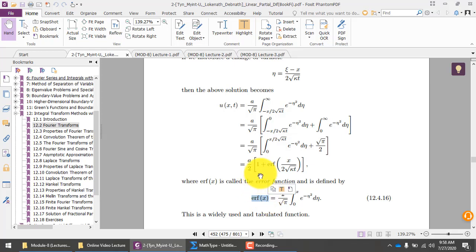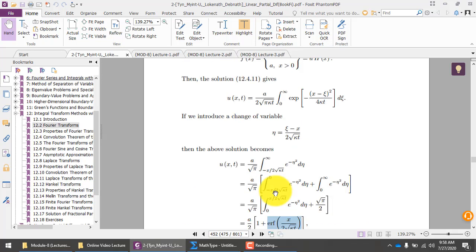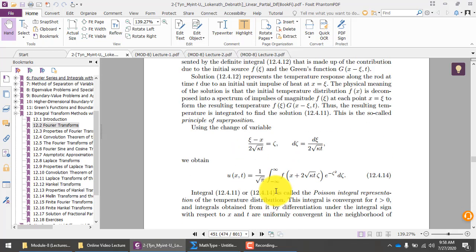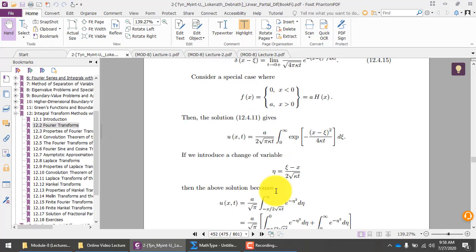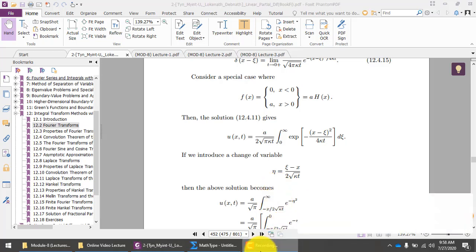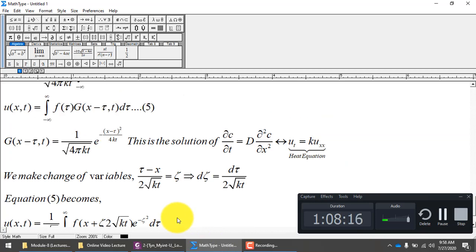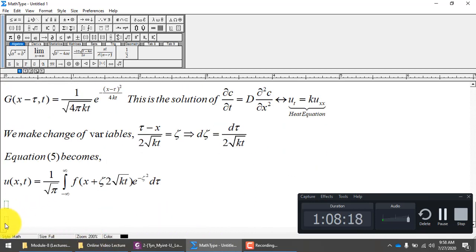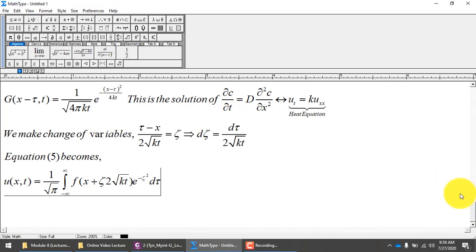So the solution is now transformed into an error function by using some changes. These are written on page 452. I am leaving this step for you to understand, because I have thoroughly explained each step in that video lecture. And in the same manner you can also apply the Fourier sine transform.